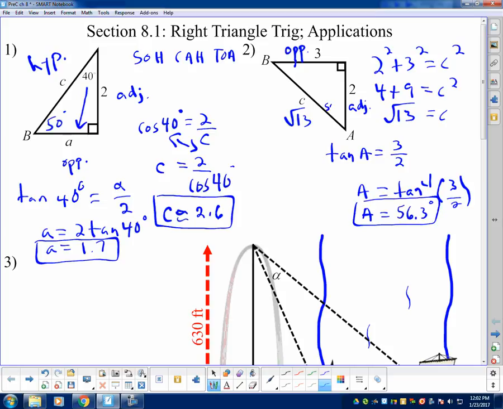So we can box that. Write it in here if you want. And if A is 56.3, I can just take 90 minus 56.3 to get B. So B is equal to 33.7. This is 33.7 degrees.